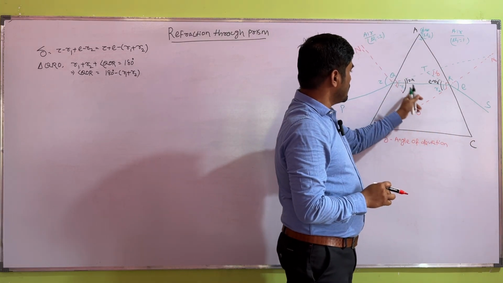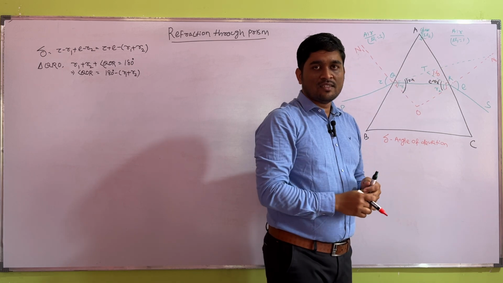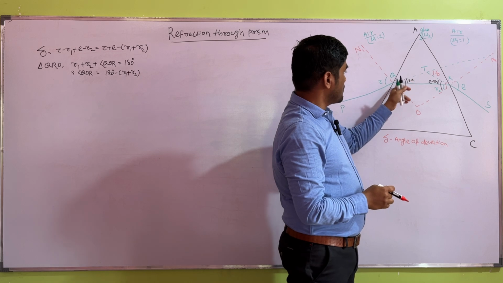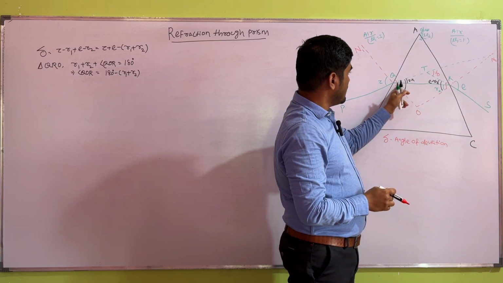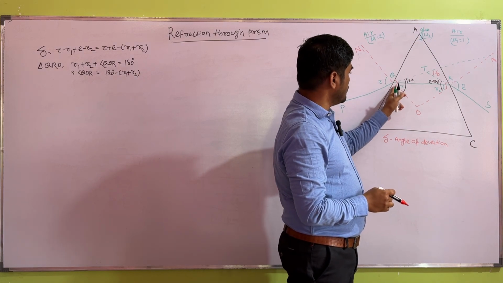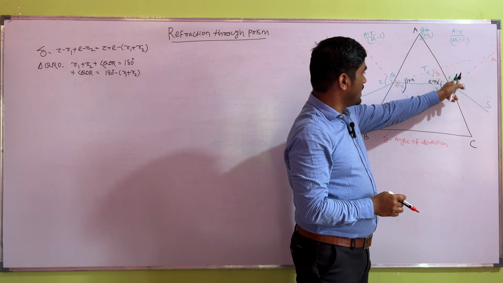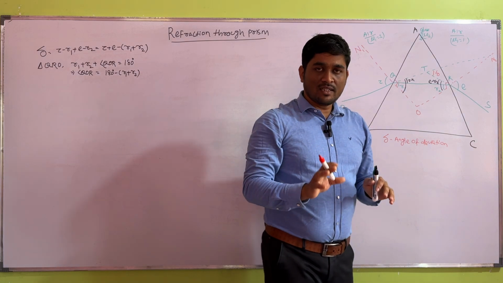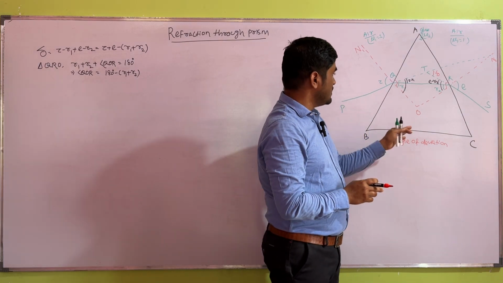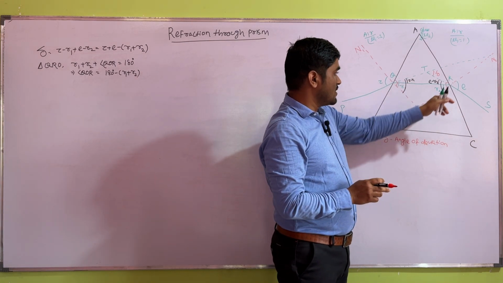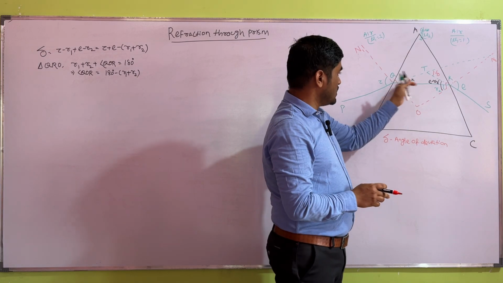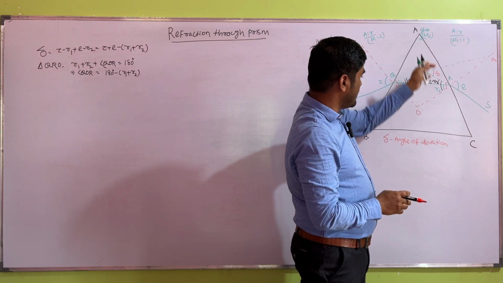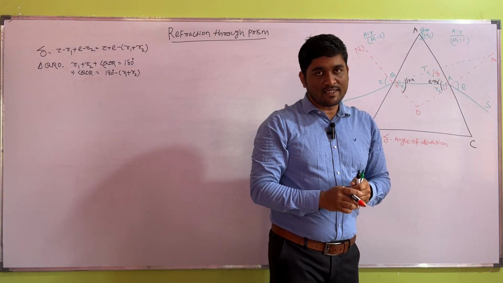The sum of all the four angles of a quadrilateral is 360 degrees. So you can write A plus AQO plus ARO plus QOR is 360 degrees, and this angle is 90 degrees and this angle is 90 degrees. So these two are 180, and the remaining two angles A and O will be 180 degrees.